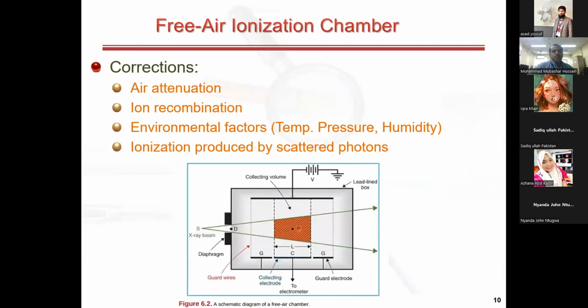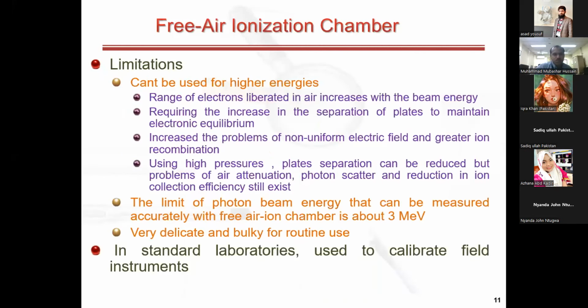Before using the free air chamber correctly, there are certain corrections needed to measure the deposited dose accurately. That is air attenuation, ion recombination, environmental factors such as temperature, pressure and humidity, and ionization produced by scattered photons. Considering these limitations, this is only used in standard laboratories to calibrate the field instruments.